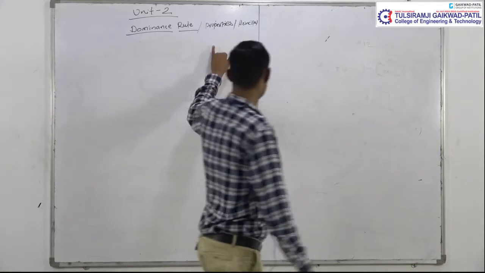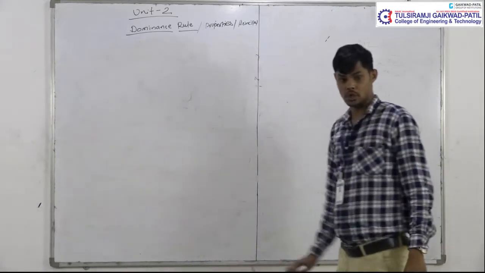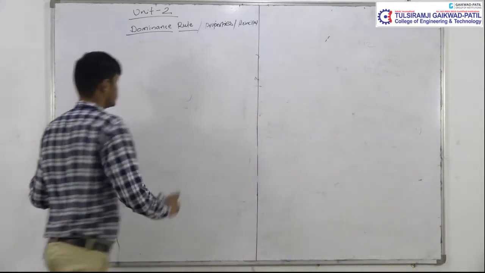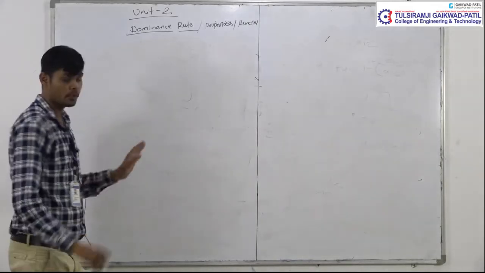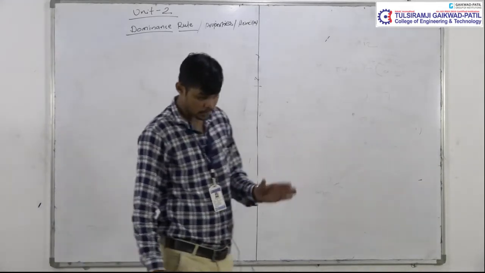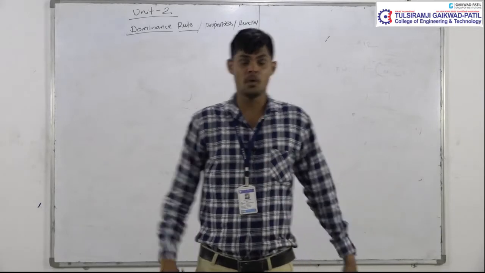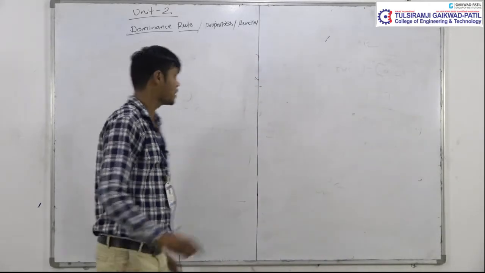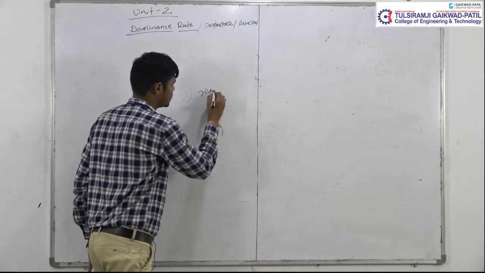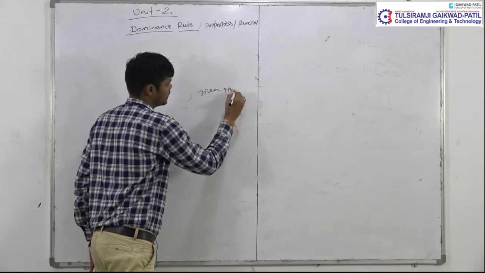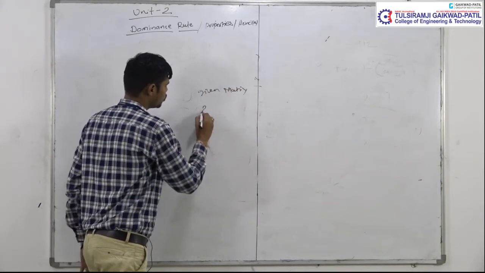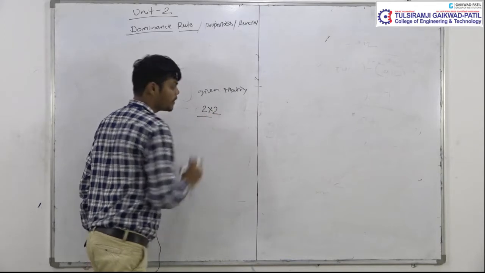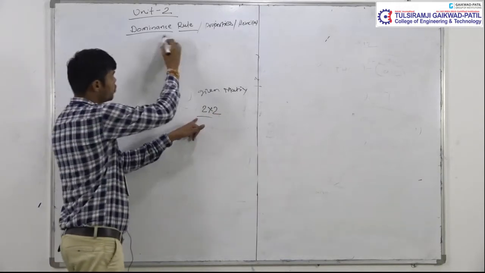Dominance rules, their properties and principles. What do you mean by dominance rule? Dominance rule is used to reduce the matrix size of a payoff matrix. What do you mean by payoff matrix? A payoff matrix is the given matrix, which is converted into a 2 by 2 matrix. That is called dominance rules.